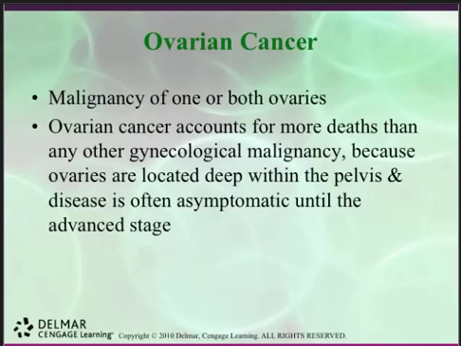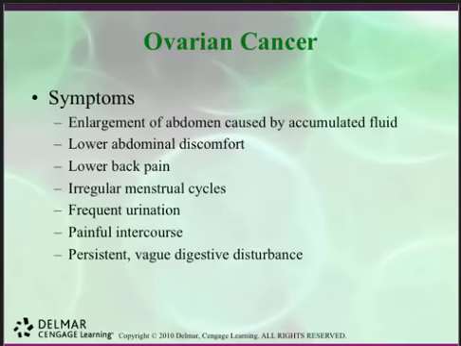Ovarian cancer accounts for more deaths than any other gynecological malignancy because the ovaries are deep in the pelvis and the disease is often asymptomatic, meaning no visible signs of the disease until the advanced stage. Symptoms include enlargement of the abdomen caused by accumulated fluid, lower abdominal discomfort, lower back pain, irregular menstrual cycles, frequent urination, painful intercourse, and persistent vague digestive disturbance. The accumulation of abdominal fluid usually occurs in the later stage, and in most cases occurs in women between the ages of 40 and 65.